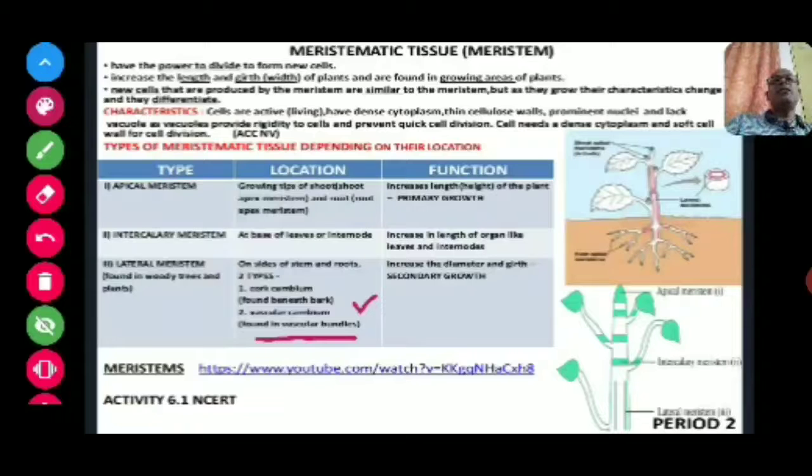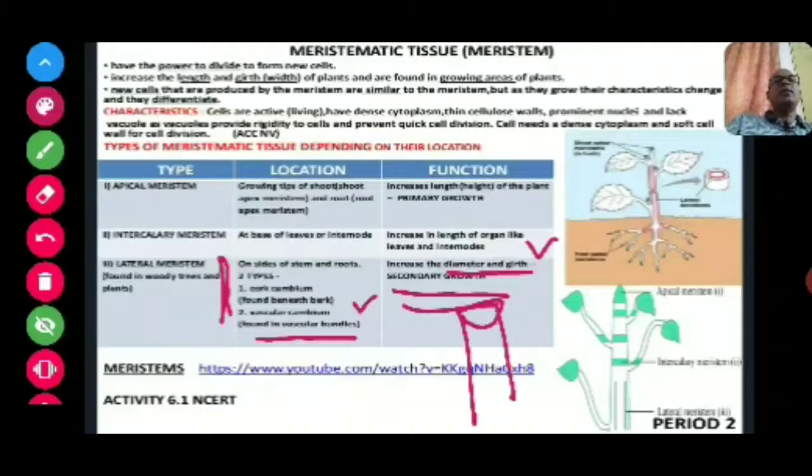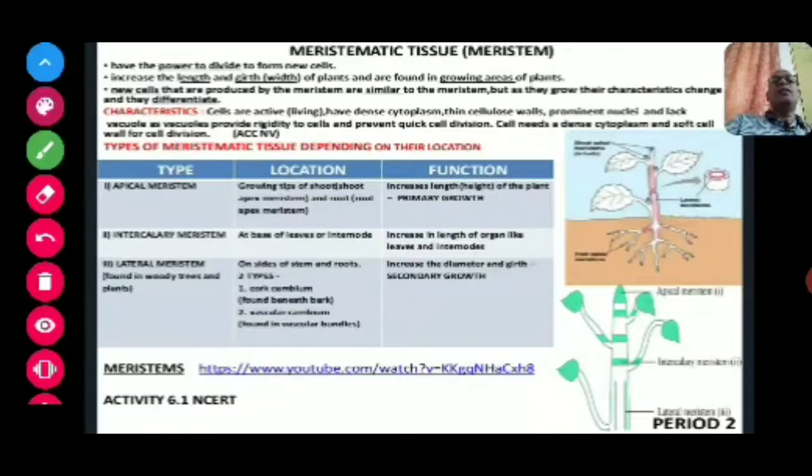And the function of this lateral meristem is for secondary growth. That means it increases the diameter and girth. Girth is the thickness or the diameter of a grown plant. Okay, that is, lateral meristem is responsible for the secondary growth.